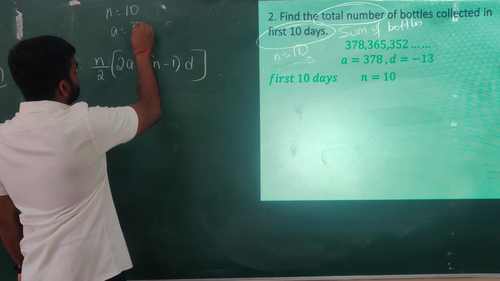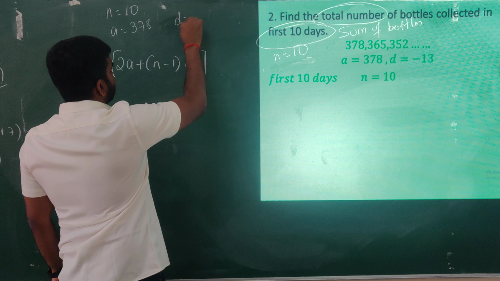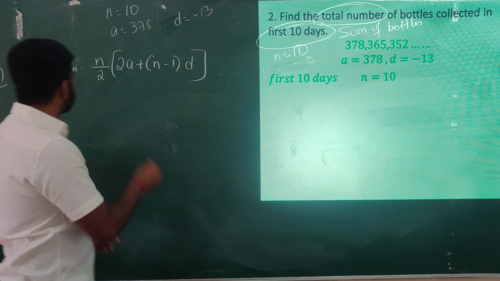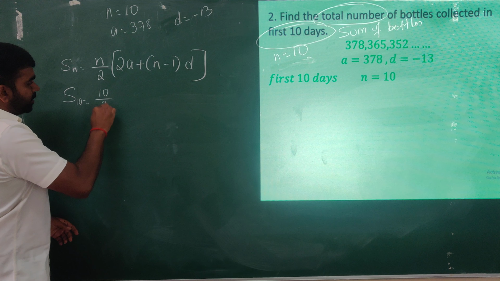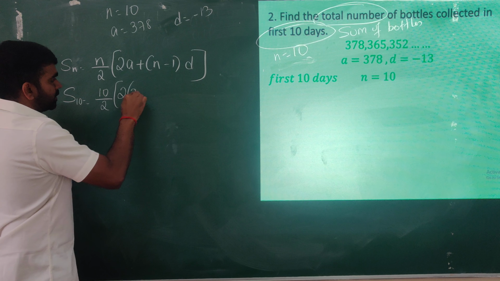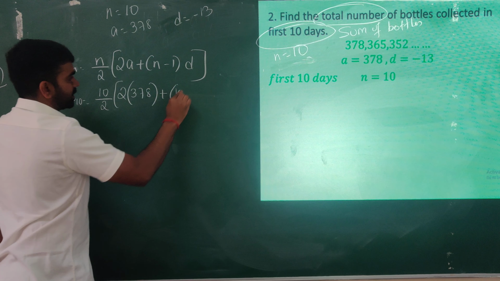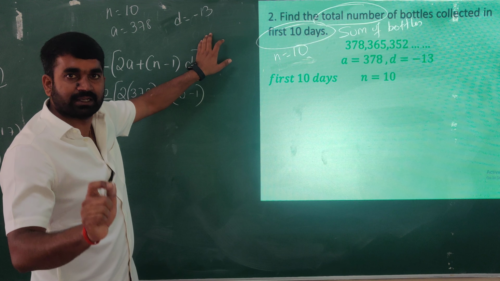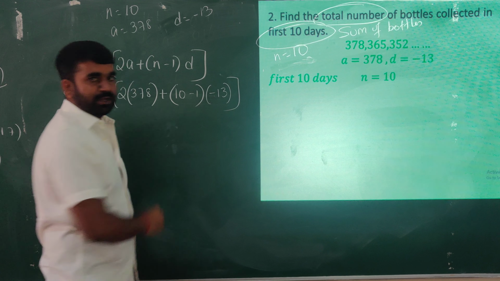A is equal to 378. What is the value of D? Like we calculated in the previous problem, D is equal to minus 13. Now substitute the values. S10 is equal to 10 by 2 into 2 times A, which is 378, plus n minus 1, where n is 10. Keep it in mind, D is not 13, it is minus 13. So inside the bracket I am going to write minus 13.